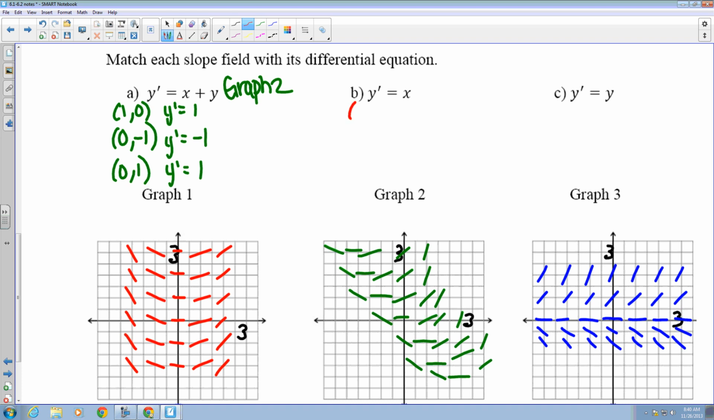Pick the same points for B. Y prime is 1, and then 0 for both of the other ones. Only one that happens on is graph 1.